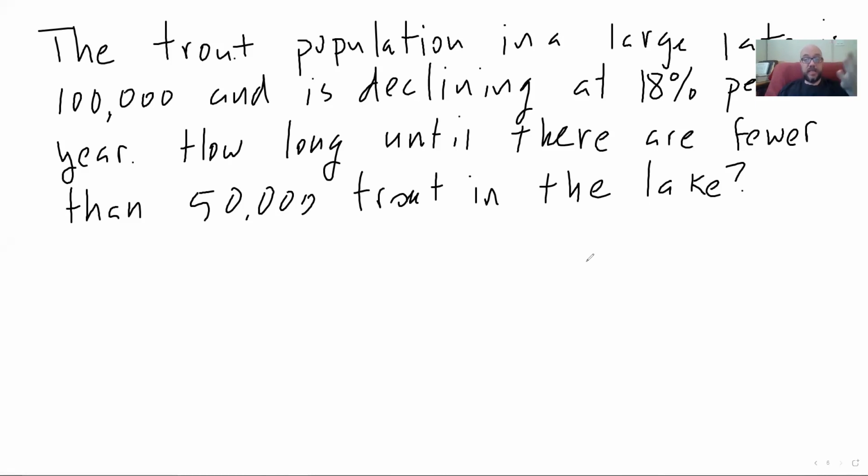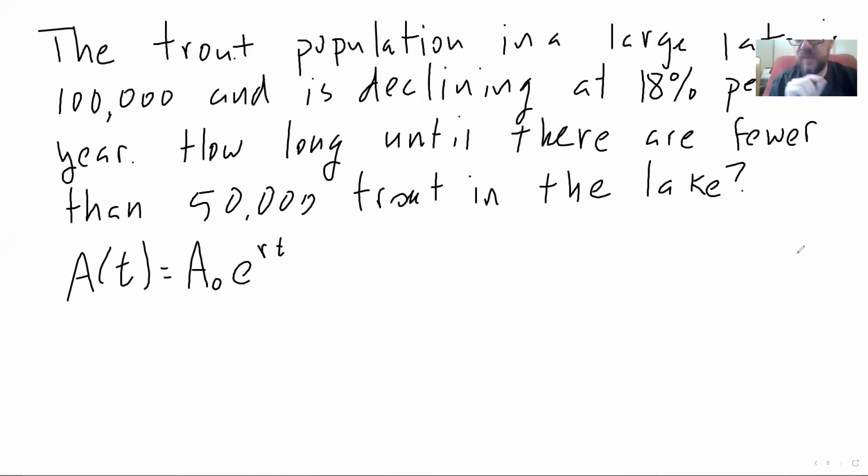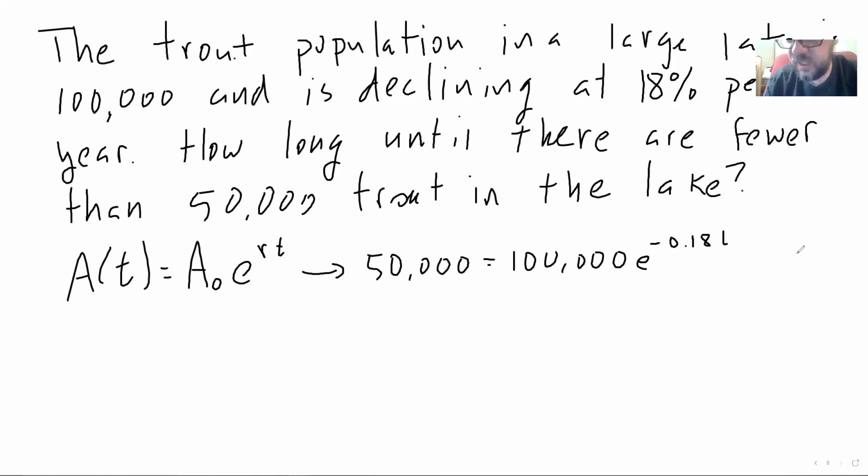The population is declining. So again, I'm going to use A of t equals A0 e to the RT. But this time, R is going to be negative 18%. Oh, and I wanted to point out, I have sneakily turned this into a half-life problem, right? I want to know 50,000 is my goal number. Well, it's the number I'm going to end up at in this problem. And we're starting with 100,000. We've got e to the minus 0.18 times t.